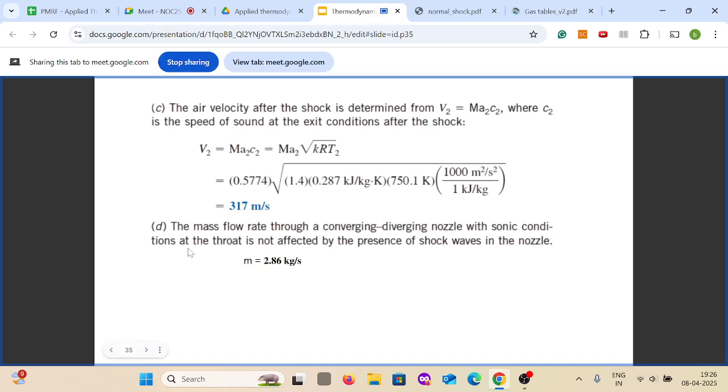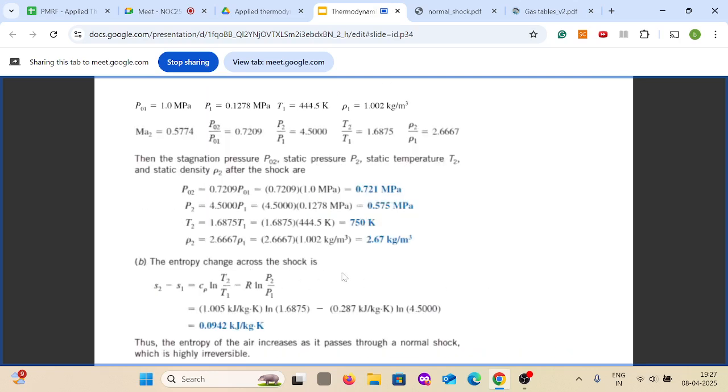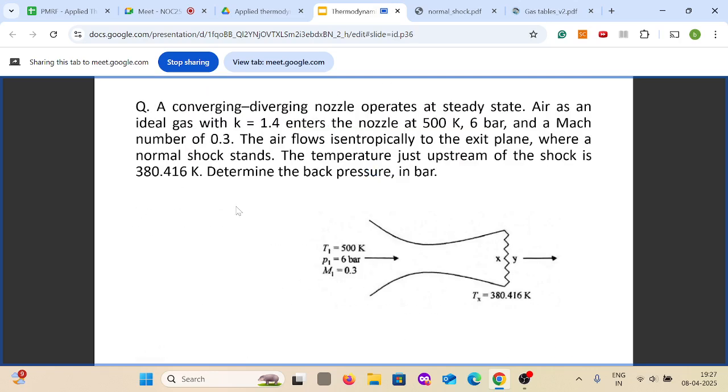So what will happen is the mass flow rate will not change, so the mass flow rate will remain the same, and because of the shock, the mass flow rate will not change. The inlet mass flow rate will remain the same. So mass flow rate is 2.868. Just the downstream conditions are changing, but your mass flow rate will still remain the same, irrespective of the shock wave.